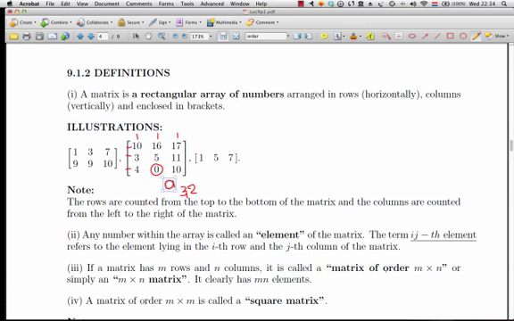Then the order of the matrix in this case is the number of rows times the number of columns. Again, the same sequence. And the square matrix, of course, has the same number of rows as the columns, like in this example in the middle.